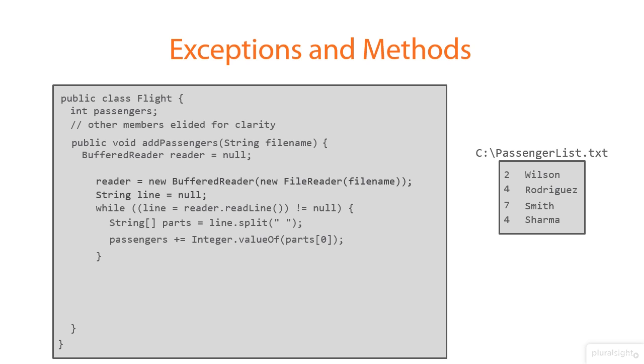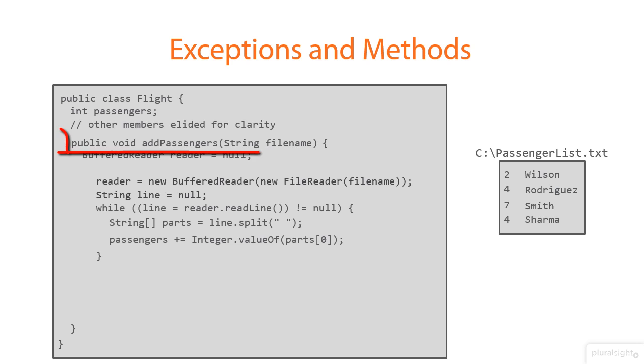We certainly could catch them here, but it probably makes sense that those exceptions propagate up to the caller because that file name came from the caller. So if there's anything wrong with it, they might know what to do with it based on the exception. So rather than catch the exception here, we're going to document that it gets thrown.